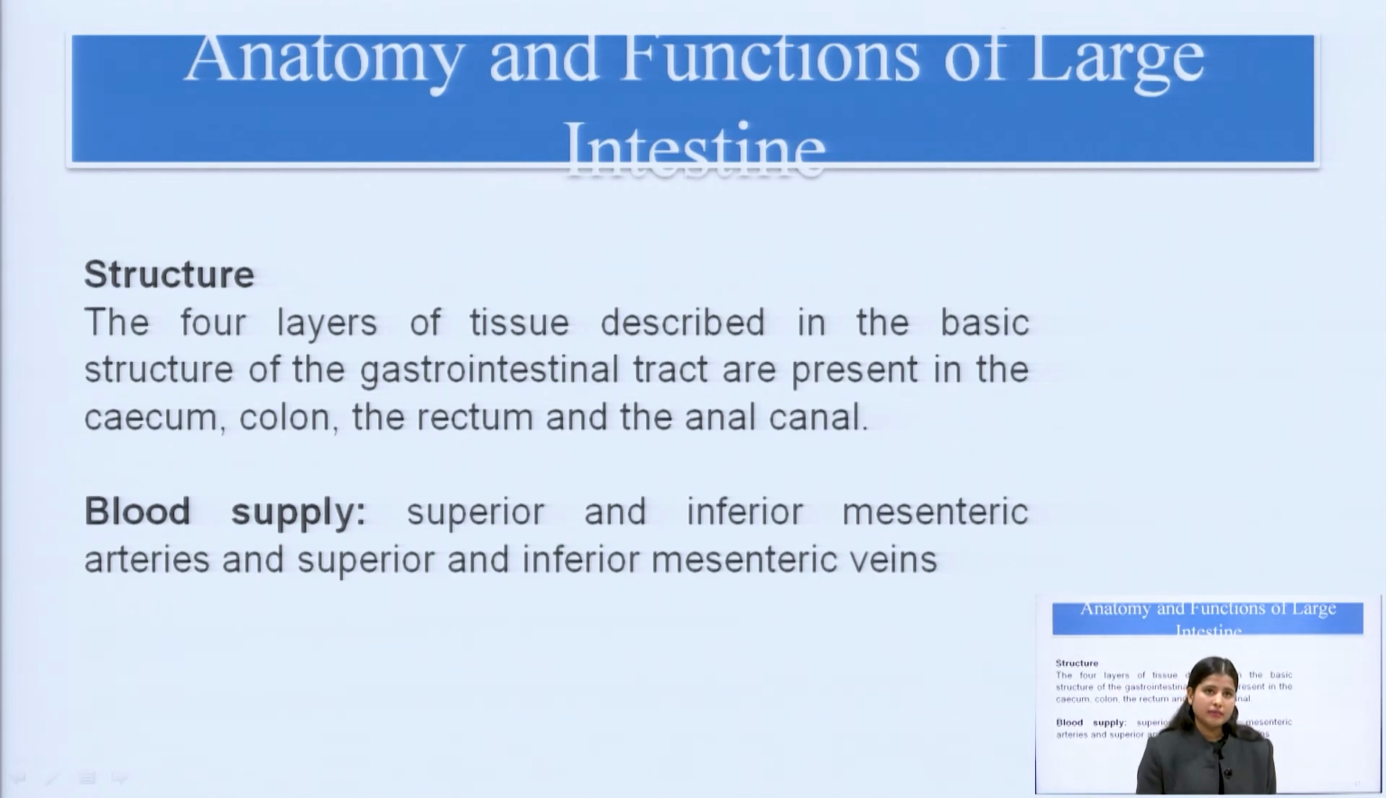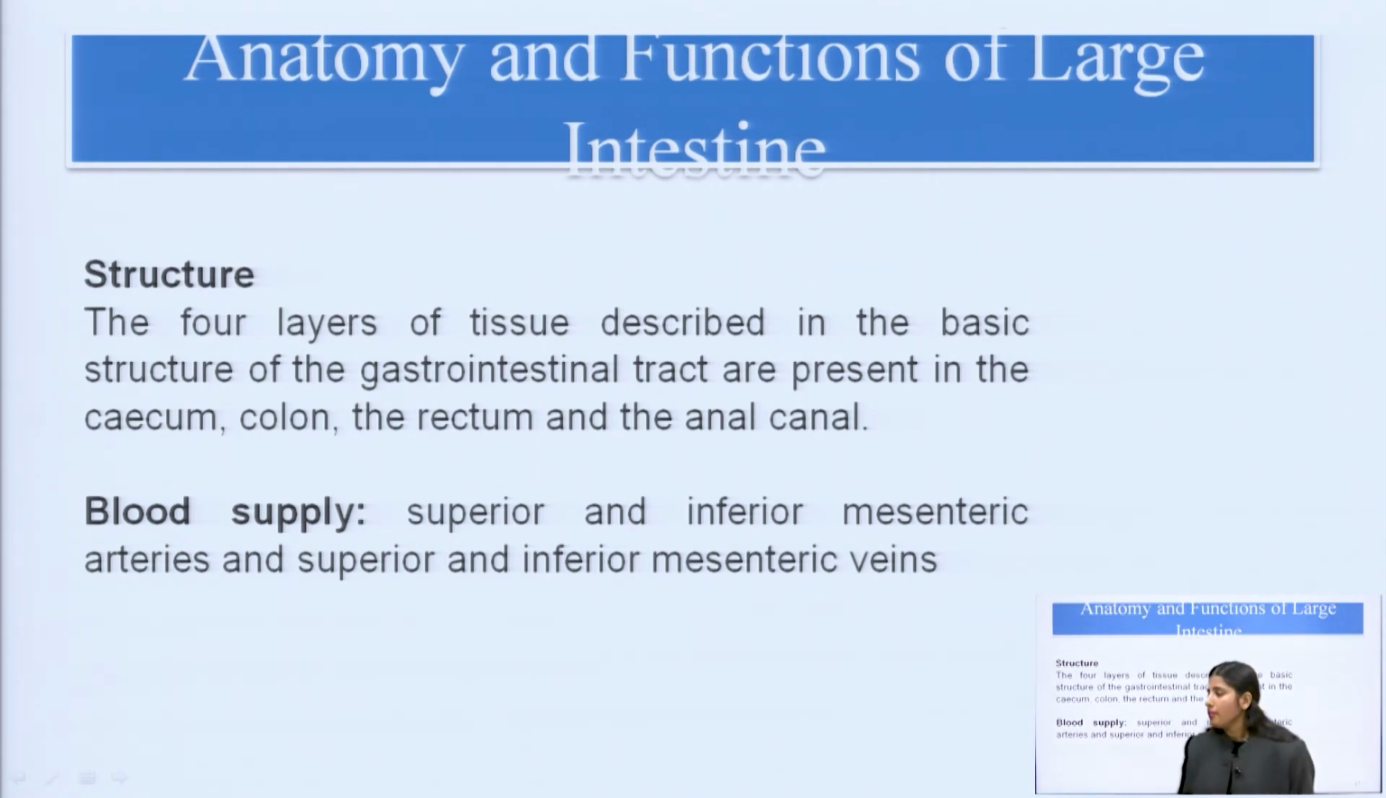In a similar manner for the large intestine, the four layers of tissues described in the basic structure of the GI tract are present in the cecum, colon, rectum and anal canal. It means the serosa is the outermost layer, then coming inner there is a muscle layer, longitudinal and circular, the same, and then there is a submucosa and then the mucosa layer.